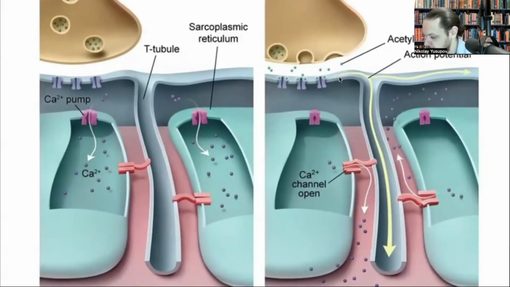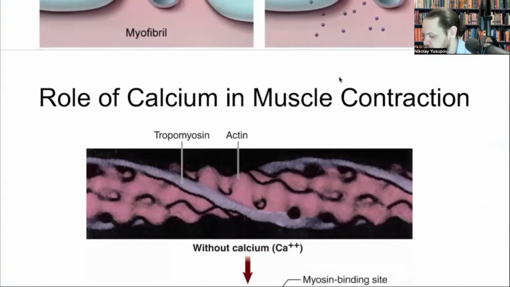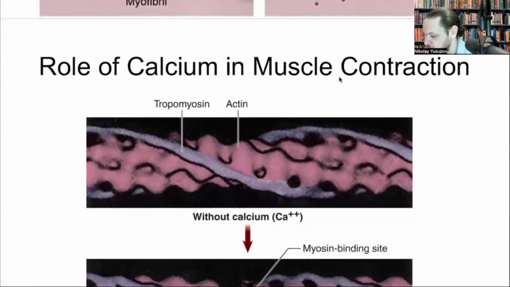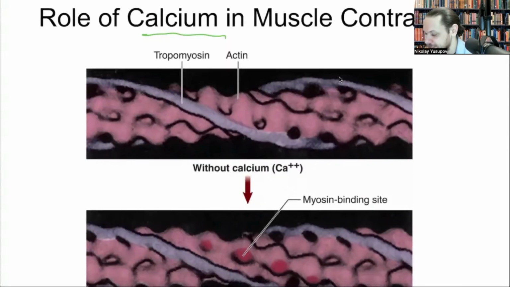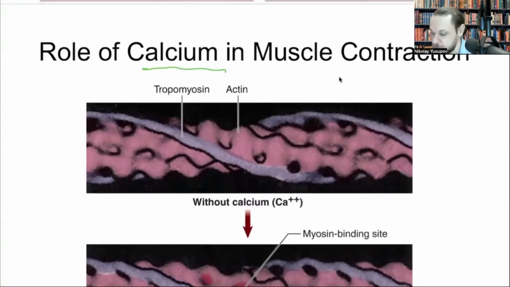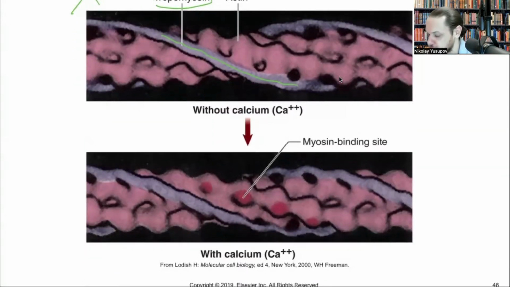And we see the channels here. And then what happens? So with calcium, what happens? These sites are going to be without calcium, so right now we have no calcium. The tropomyosin is not moved out of the way. It's blocking the actin sites. The moment calcium binds to the troponin, the tropomyosin is going to be moved out of the way. So here they show you with calcium comes in, and you see how this actin site is exposed.